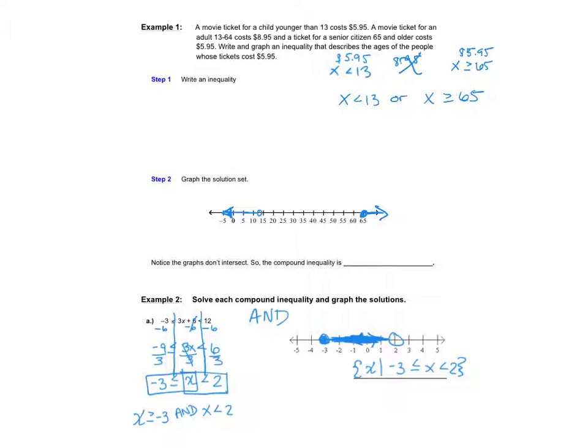That's what my graph will look like. And my compound inequality would say for all values of x such that x is less than 13 or x is greater than or equal to 65.